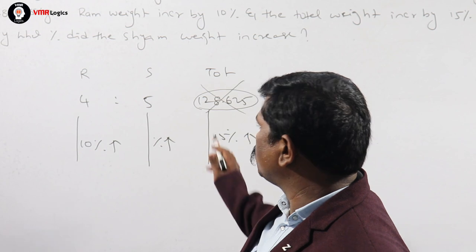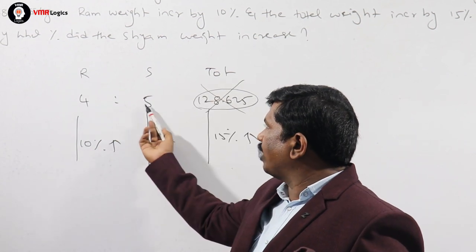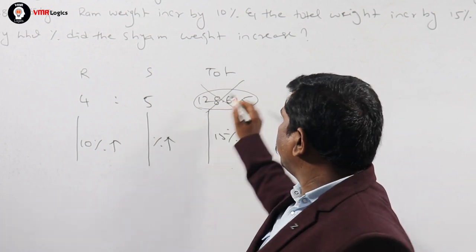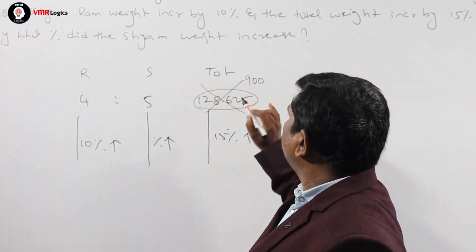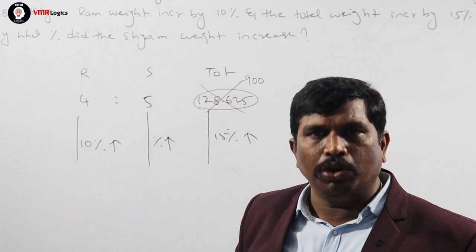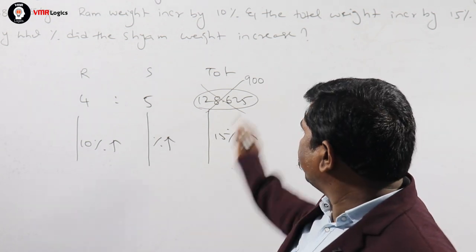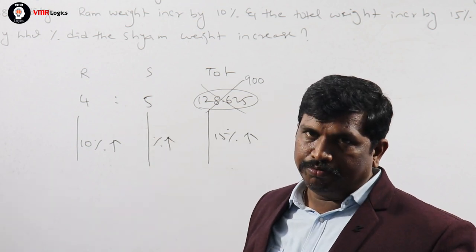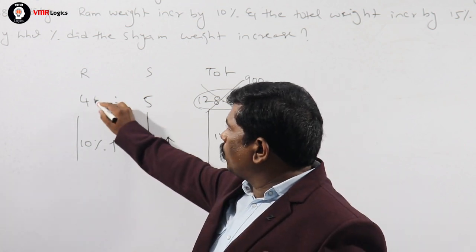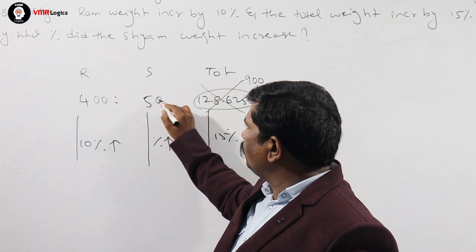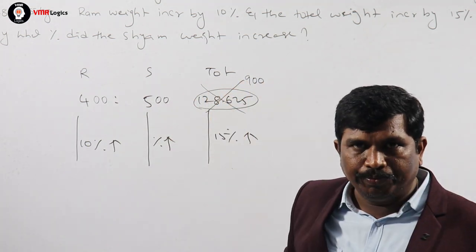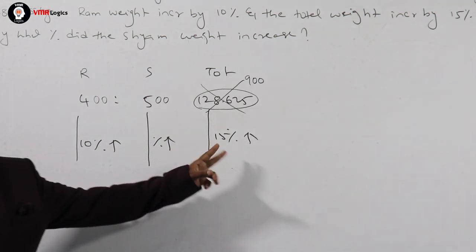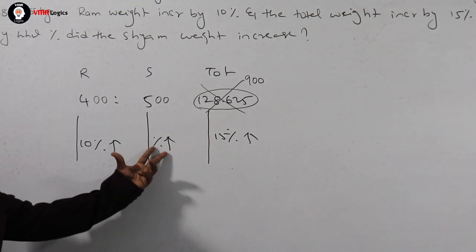Now if you look, what value should you take? This is 4 parts and 5 parts, so obviously 9 parts is the combined weight. So 900 is the weight of Ram and Shyam. Let's take a value of 900. Ram weight and Shyam weight are in the ratio of 4:5, so Ram weight is 400, Shyam weight is 500, and total weight is 900. Now Ram weight increased by 10%, total weight increased by 15%. By how much percent did Shyam weight increase?